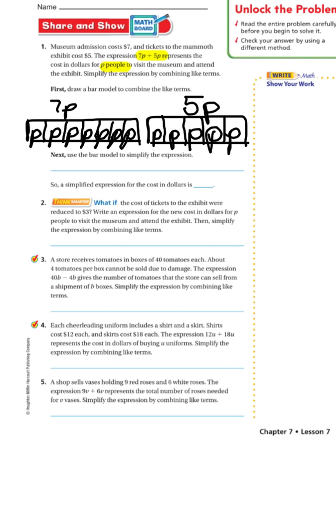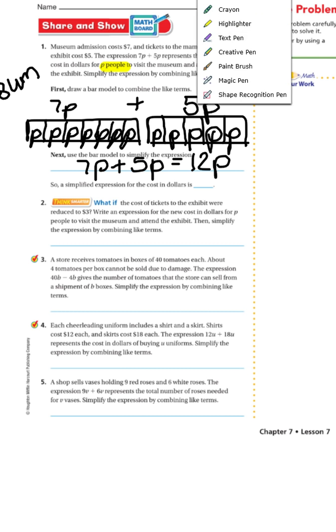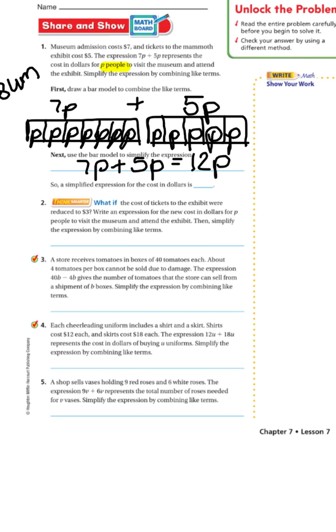Okay, now your sign is adding, so here you're going to find the sum of the two like terms. So 7p plus 5p is 12p. So now let's look back up at your regular expression that you started with. Now you're going to take out 5p and 7p and replace it with 12p. Okay? So your simplified expression for the cost in dollars is 12p.